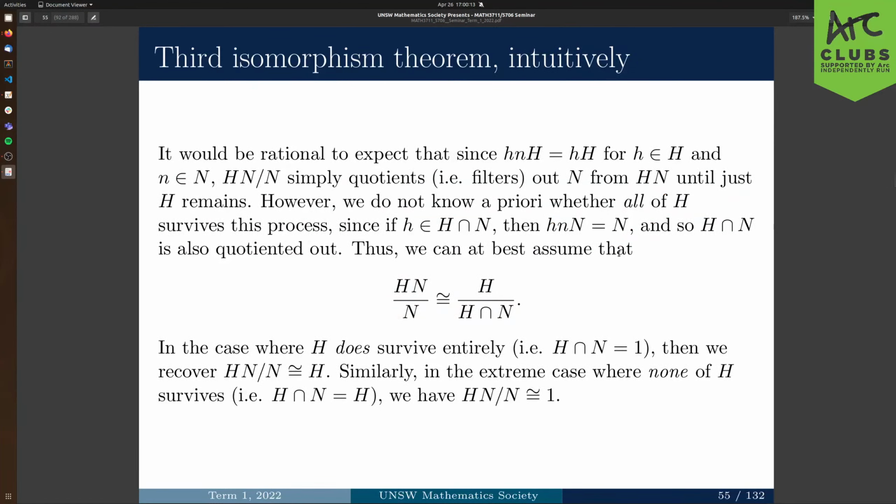Again, I've got some intuition here. I won't go through it, but this is just sort of explaining how this theorem comes about, or like the logical intuition.